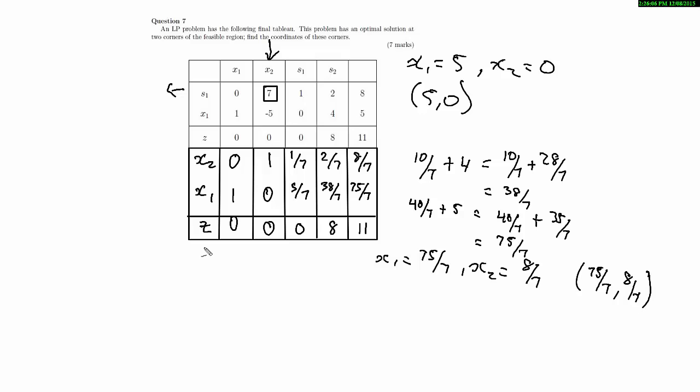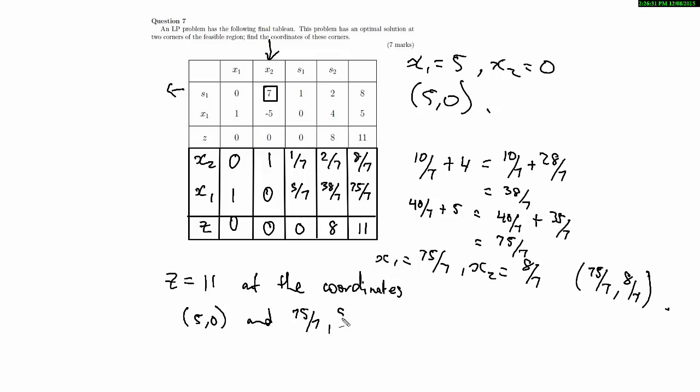Okay, so we've found the two coordinates where the optimal solution occurs, so we'll just write this down formally. So z equals 11 at the coordinates 5, 0, and 75 on 7, 8 on 7. And we're done.